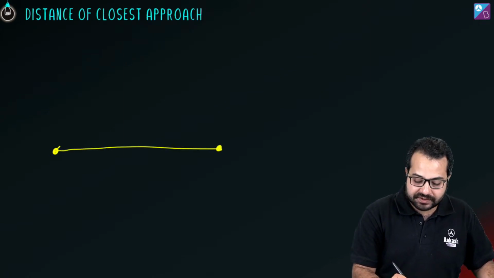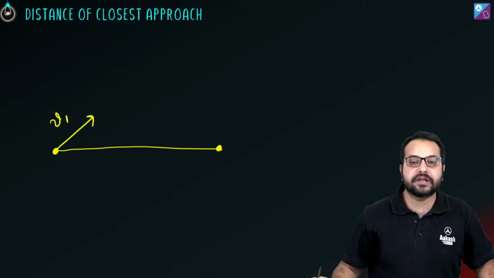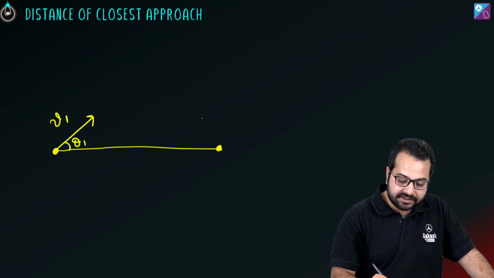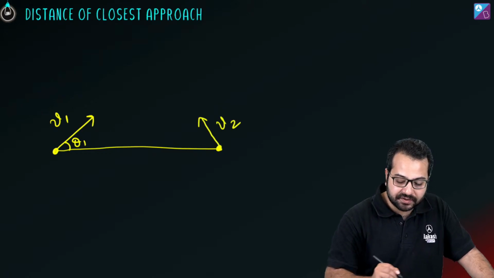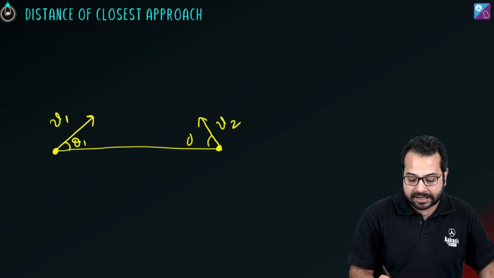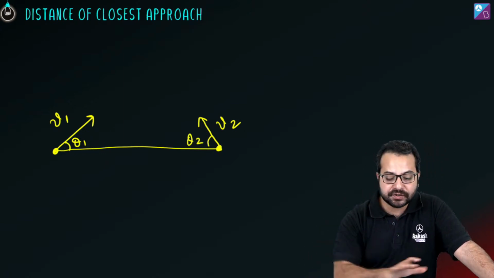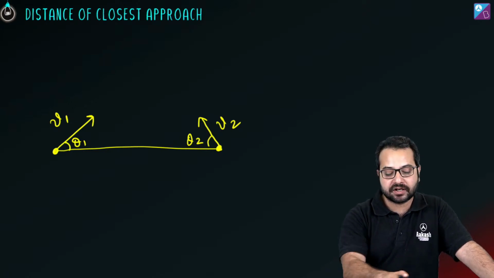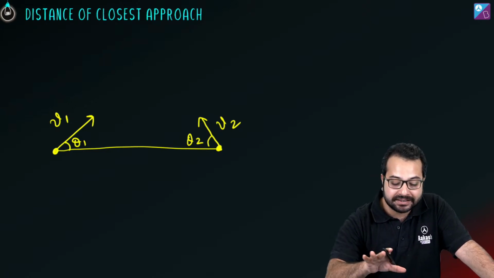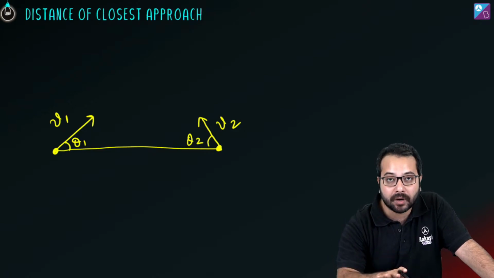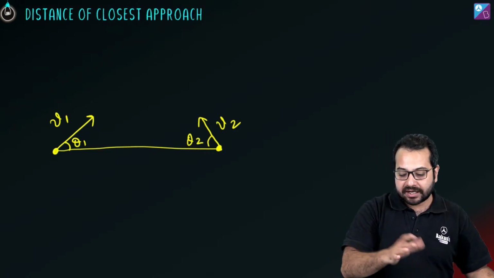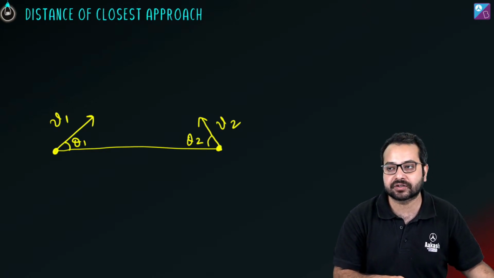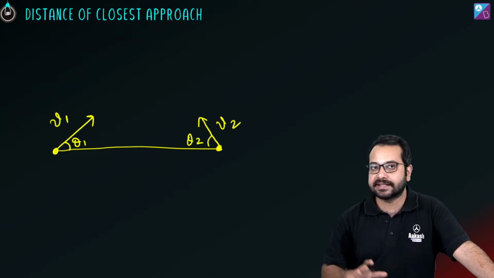Suppose there is a particle with velocity V1 projected at an angle of theta 1, and another particle with velocity V2 projected at an angle of theta 2. This motion can take place in a horizontal plane. If it is taking place in the horizontal plane, then both particles do not have any acceleration, so the relative acceleration is going to be 0.